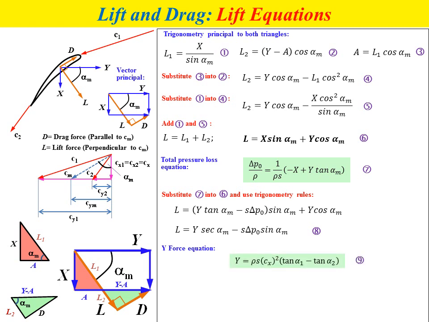Okay, so now implement the y force equation, which is represented by equation number 9. Substitute equation number 9 into equation number 8. So you will get the final equation for lift force that includes the total pressure loss term, where L equal to rho s c x square multiplied by bracket tangent alpha 1 minus tangent alpha 2 multiplied by secant alpha m minus s delta p naught sine alpha m, which is represented by equation number 10.